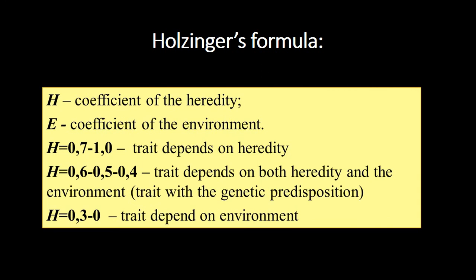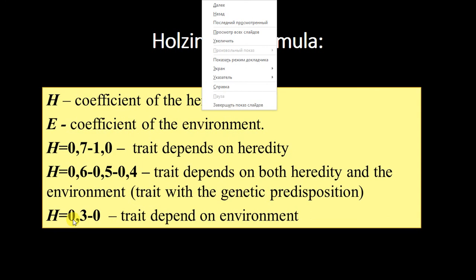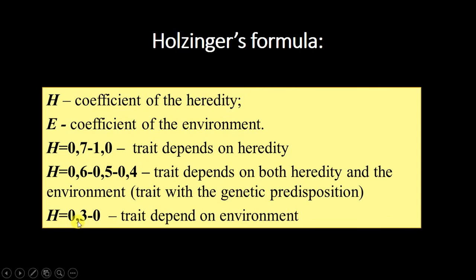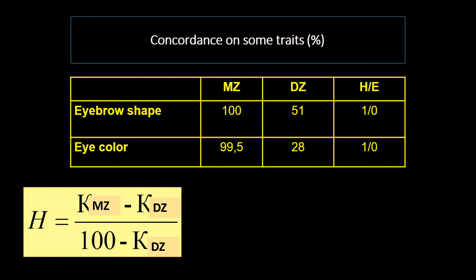And if the coefficient H equals 0.3 or 0, the trait depends only on the environment. Different environmental factors, as a rule, for example some infections, bacterial or viral infections. This trait or disease depends only on environmental factors: bacteria, fungi, viruses, and others. Let's see some examples.